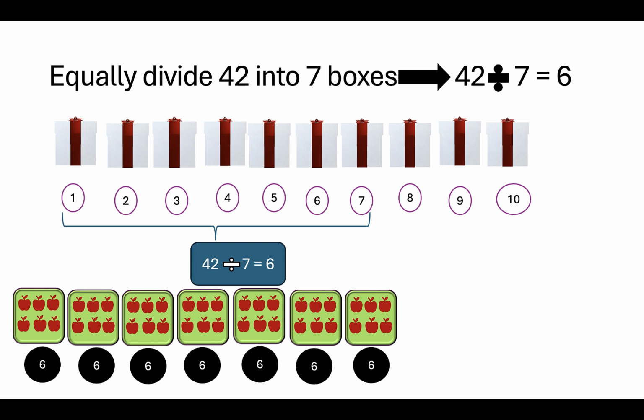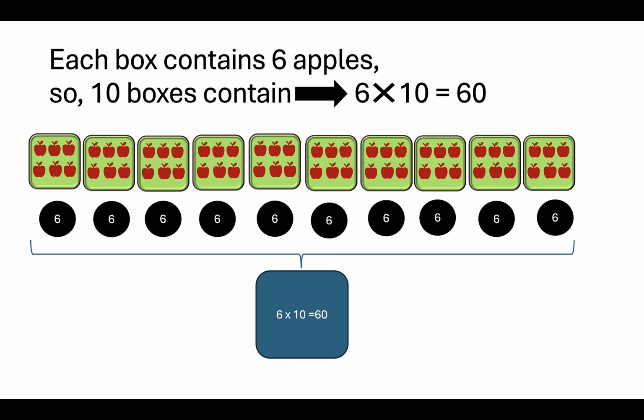To do that, we divide. 42 divided by 7 equals 6. So, each box has 6 apples. Now we know that one box has 6 apples.